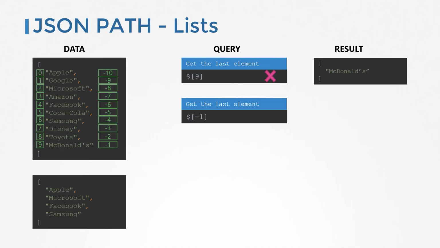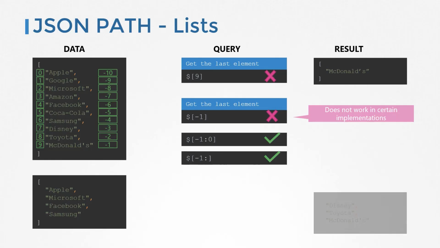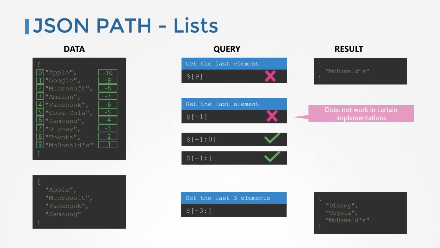You see, that's how I'd expect it to work, but that does not work in all JSON path implementations. For certain implementations of JSON path, you must specify this in the start and end format with a colon. So you should say $[-1:0]. This means start from the last element and go all the way to the end. You can also simply leave out the 0 and it would assume it to be 0. Similarly, to get the last 3 elements, you could say $[-3:0] or leave it blank.